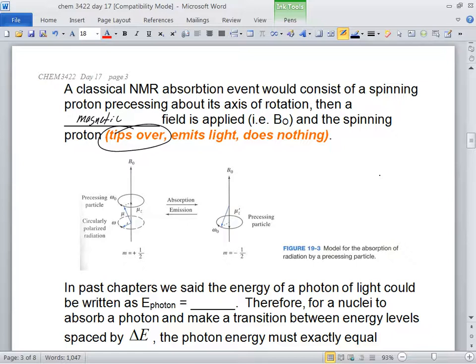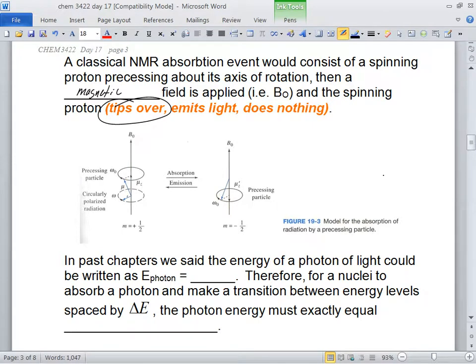Okay. Are we on Andy in past chapters? In past chapters, we said the energy of a photon of light could be written as E photon equals, well, that's a good PChem question, Alyssa. E photon equals h nu, h times frequency.